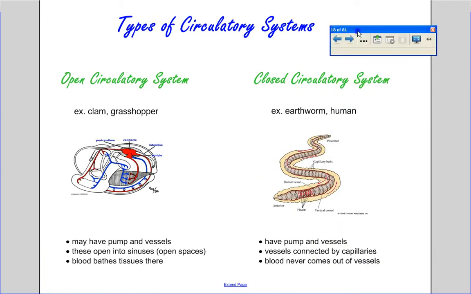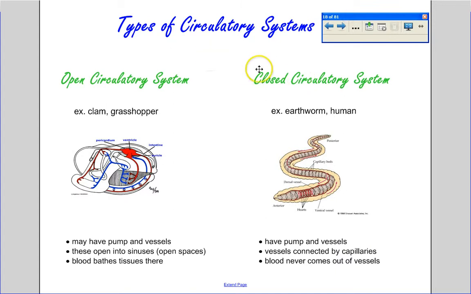There's two types of circulatory systems: open and closed. Open simply means that it may have a pump and vessels, but at some point these vessels open into spaces called sinuses, where the blood sits and bathes the tissue. So right around here would be a sinus that has a pool of blood that bathes the tissue.